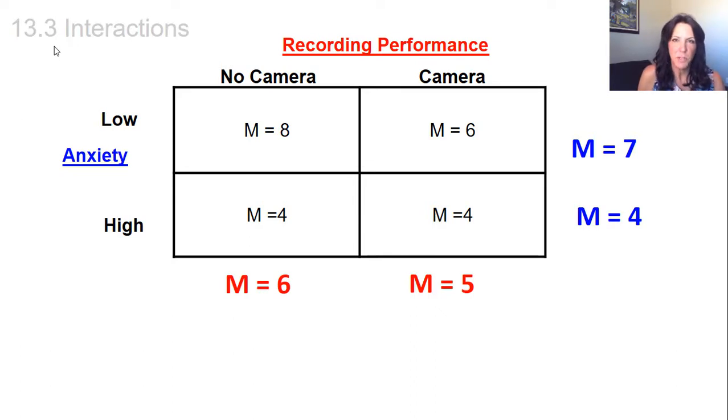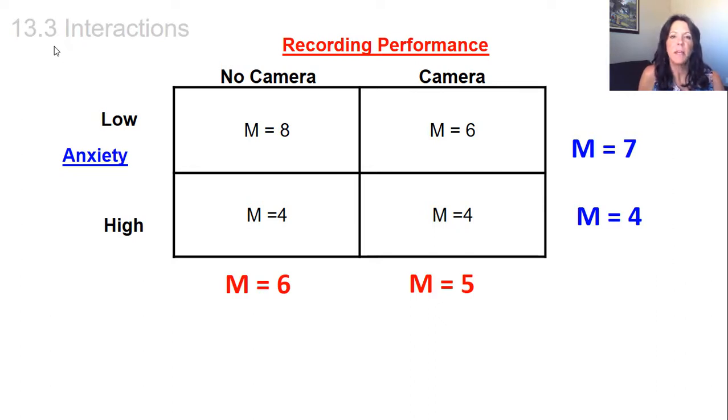An interaction is going to be an unexpected result in one of the cells or one of the boxes. Who remembers from Sesame Street, one of these things is not like the other? This is kind of like that. You're looking for something unexpected, and this is what an interaction is. So when we have no camera, low anxiety had a mean of 8 and high anxiety had a mean of 4. That all makes sense that anxiety does impact your ability to do well in a job interview. And then with the camera, we have the same thing where low anxiety has a mean of 6 and high anxiety has a mean of 4. So that all makes sense.